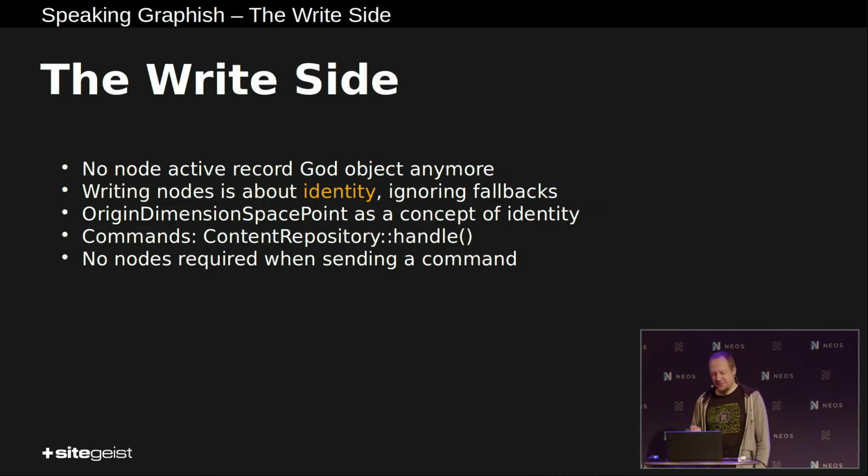Yes, these commands are a bit more complicated than the queries, but it's manageable. So we have this, as I already said, origin dimension space point. So it's a concept of identity. Where was this node created, in what language, for example? Then when we have commands, we just send them to the content repository. So you just create a new command, for example, create node aggregate with node, set the parameters, say content repository, handle this, and you're done. And again, in the past, you first needed to fetch a node before you could create a new node. That's no longer needed because all these commands also work with identifiers.